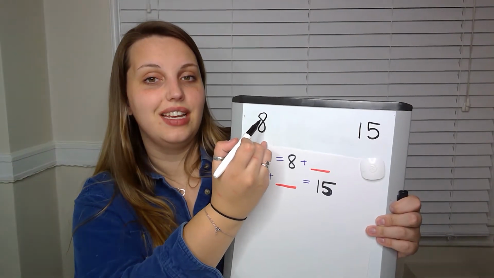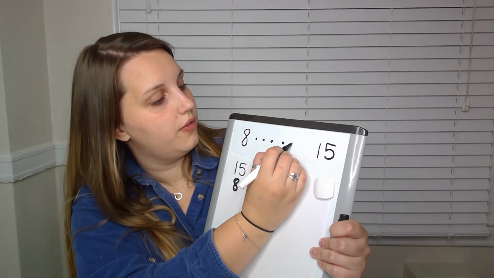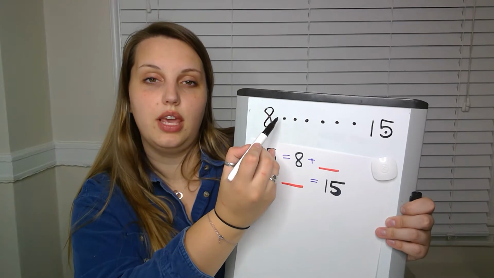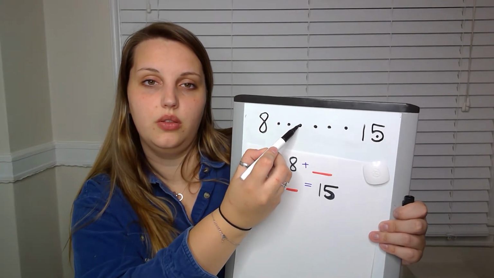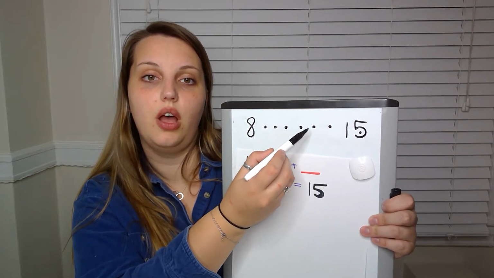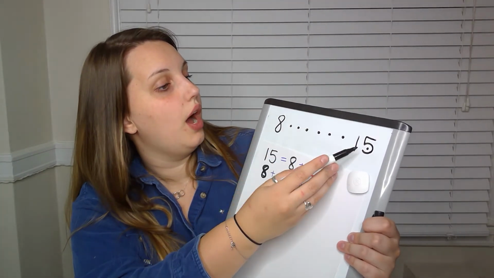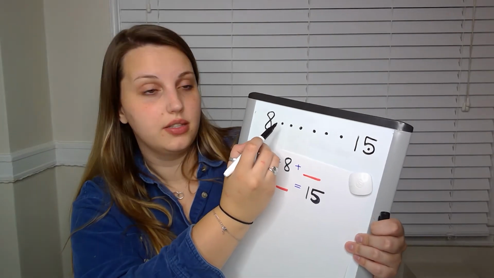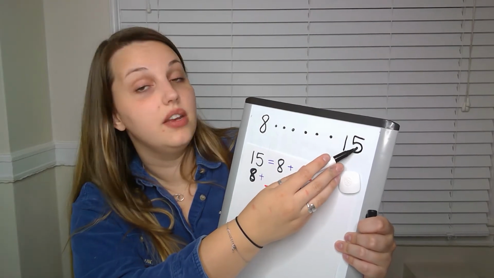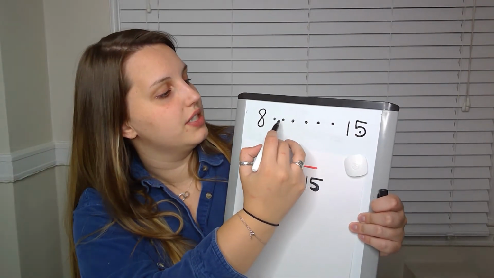So counting up from 8, 8, 9, 10, 11, 12, 13, 14, my 15th dot in the 15. Counting to double check. 8, 9, 10, 11, 12, 13, 14, 15. So I have 15. Now let's count the dots. 1, 2, 3, 4, 5, 6, 7. Counting backwards to double check. 1, 2, 3, 4, 5, 6, 7.